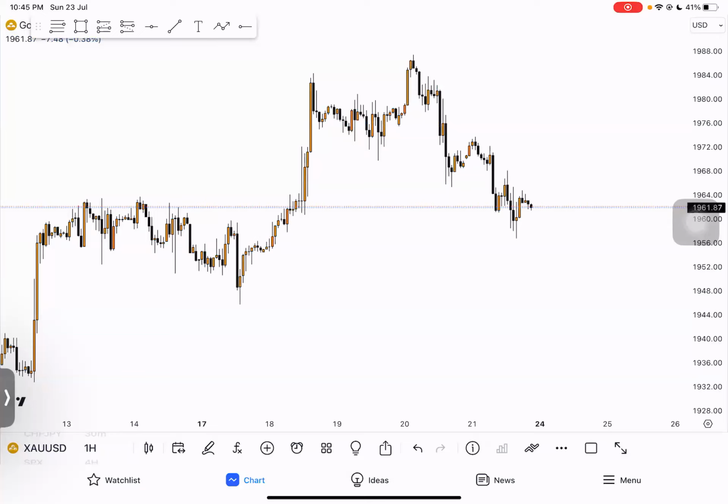How do we know where our supply is, where our demand is? I see people always drawing demand and supply zones on the chart. Can you please teach how to mark and draw supply and demand?